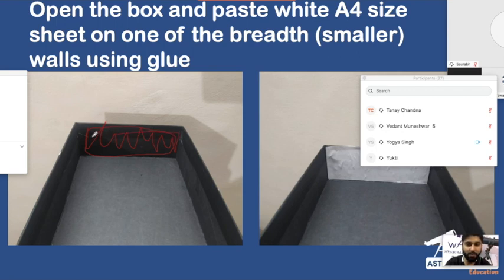So this region was black, and I won't be able to see the projection, because this wall will act as my screen for the sun. I won't be able to see anything if it's black in color. So I just cut an A4 size sheet to the size of this wall and pasted it using glue, right? I just wanted to know everyone is with me over here.